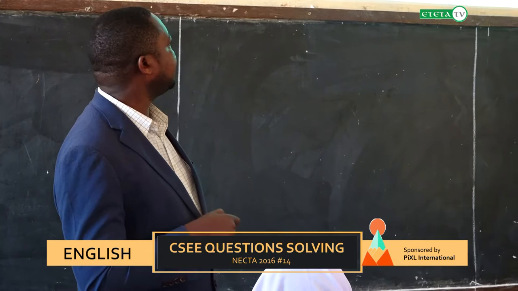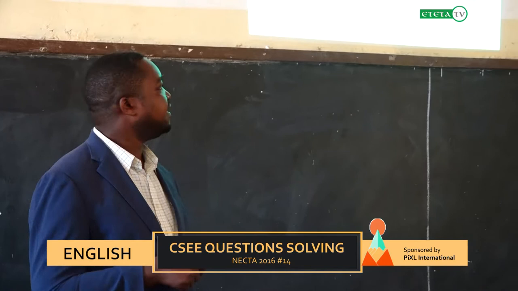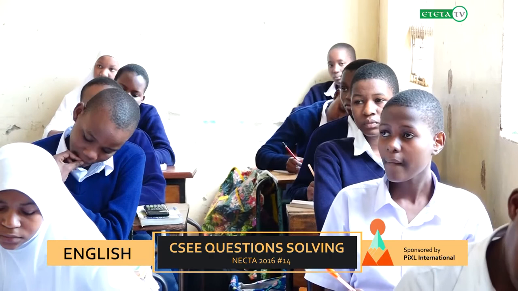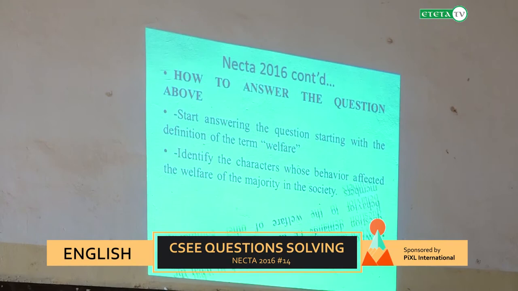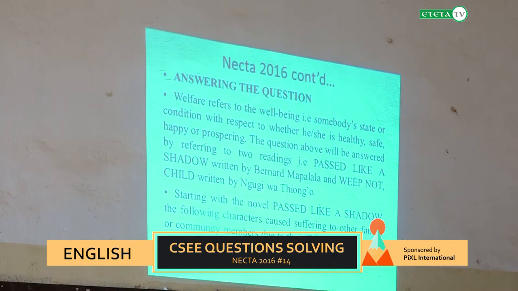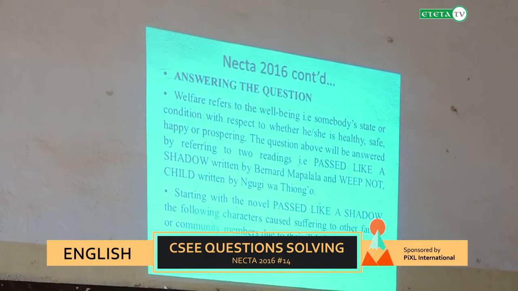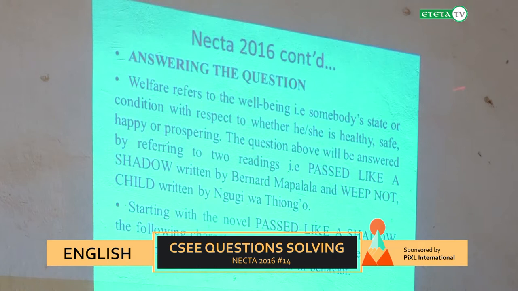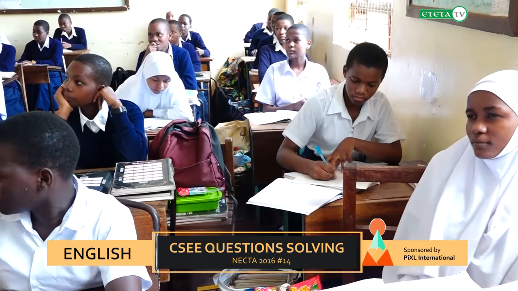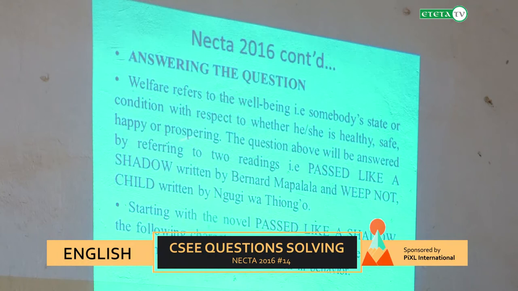For example, the impact of characters' behavior on the welfare of other community members. That clear? Okay, so from there we can proceed. Now, the procedures of answering the question. We say you have to start with the definition of welfare. One of the key terms is welfare. Welfare refers to well-being, that is, somebody's state of condition with respect to whether he or she is healthy and safe, happy or prospering.